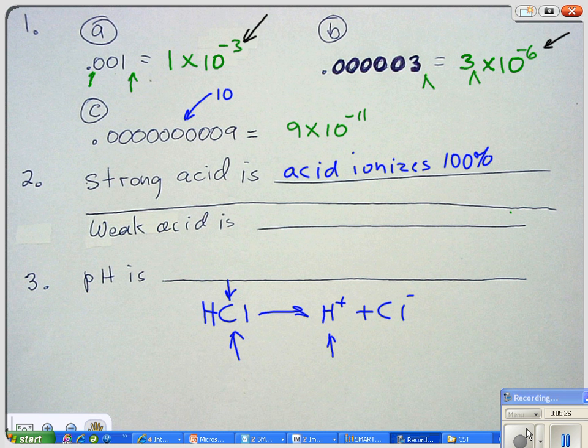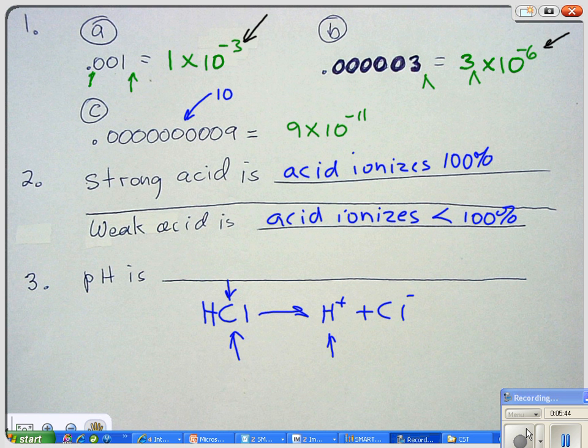And Edgar H., how about it? A weak acid, what is that? An acid that ionizes only partially in dilute solution. Good. Ionizes less than 100%. Okay, we call that a weak acid. That's the definition of a weak acid.